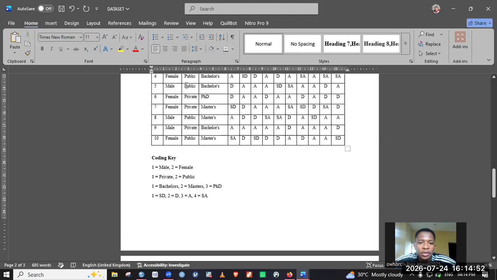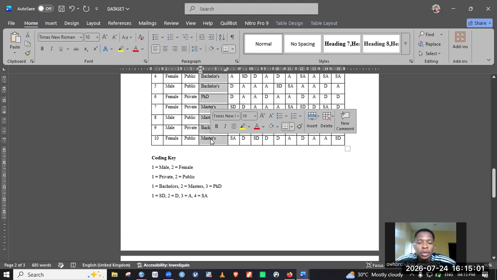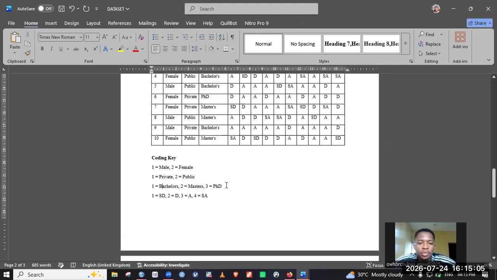And then for the second column that has to do with school type, 1 is private, 2 is public. And for the third column that has to do with academic qualification, 1 is bachelor's, 2 is master's, and 3 is PhD. Now remember I mentioned that this number does not mean that if this is 2, 2 is better than 1. It's just a number for identification sake.